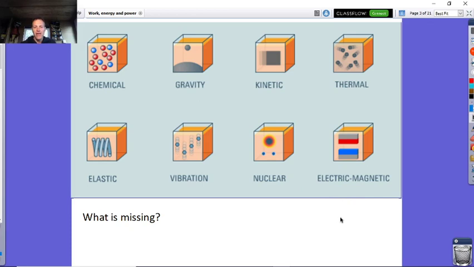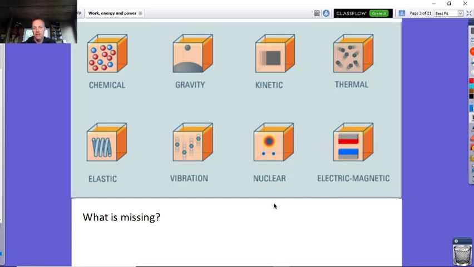But we now need to use the terminology of stores rather than forms of energy. In other words, you can start off with a store of energy, and it can be transferred to other stores of energy. The stores they deal with are chemical, gravity, kinetic, thermal, elastic, vibration, nuclear, and electromagnetic. This last one I've started to see sometimes called magnetic energy.